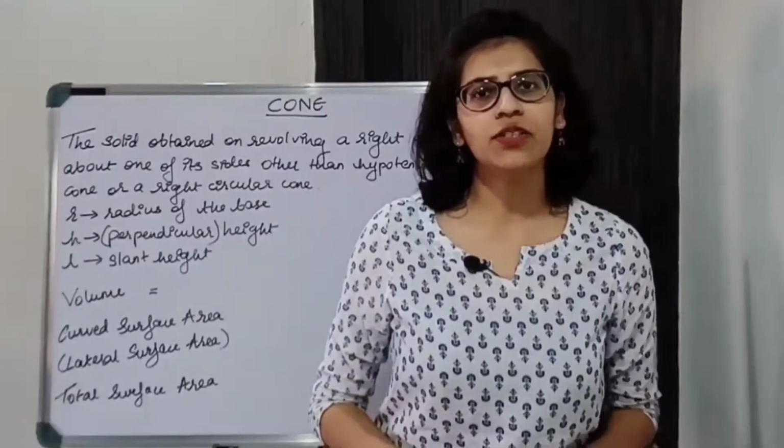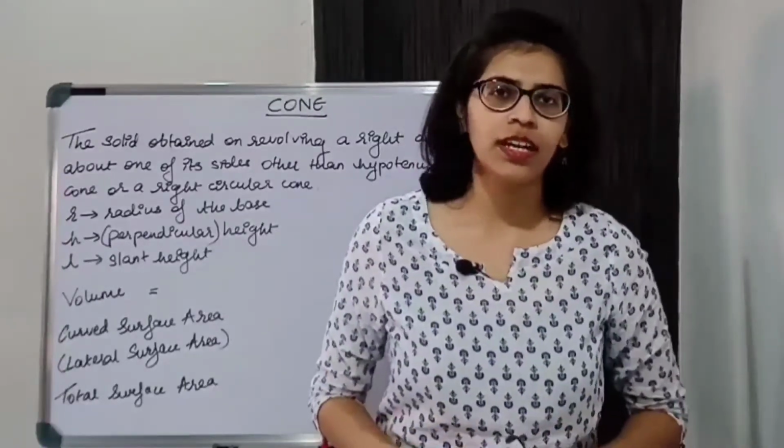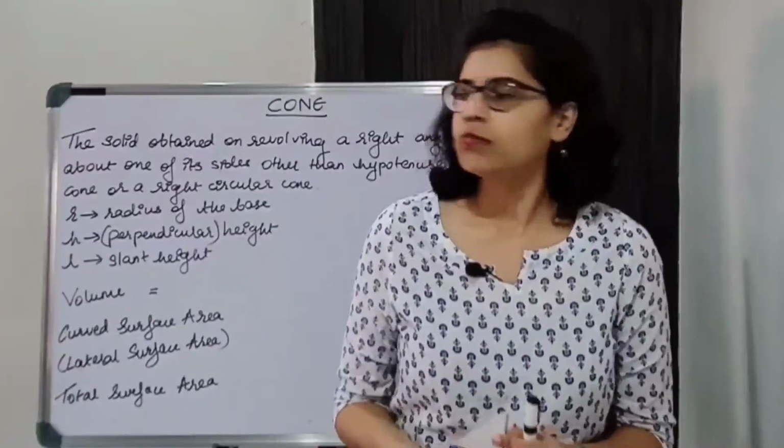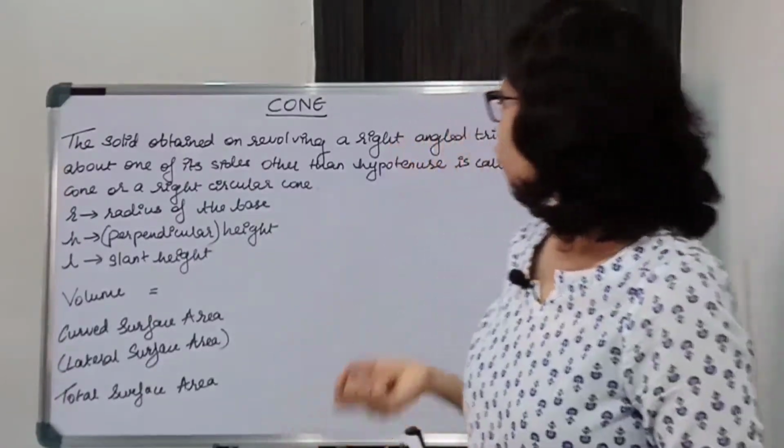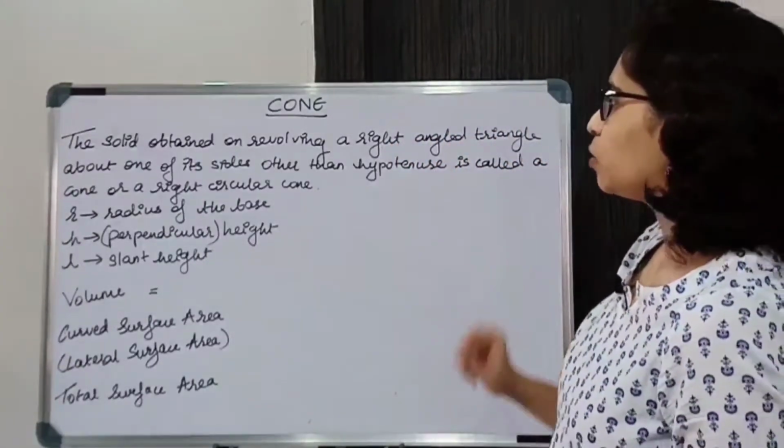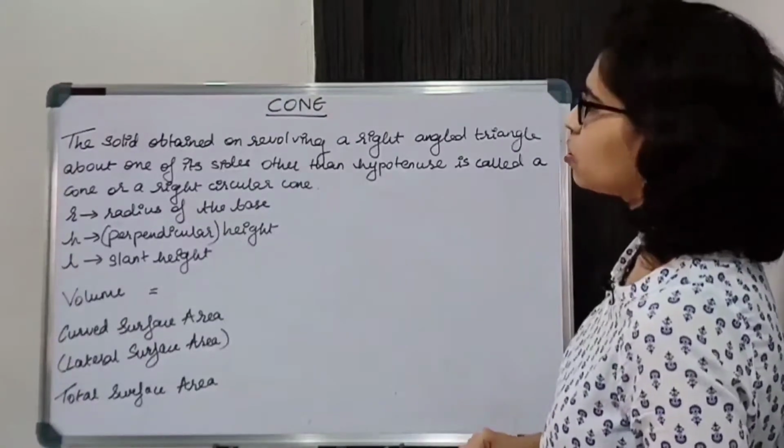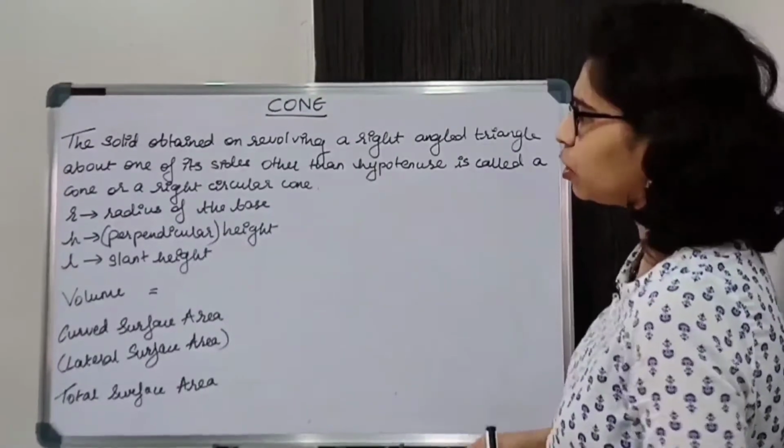In this video, we'll start with a new topic, that is cone. Now, what is a cone? A cone is a solid obtained on revolving a right angle triangle about one of its sides other than hypotenuse is called a cone or a right circular cone.